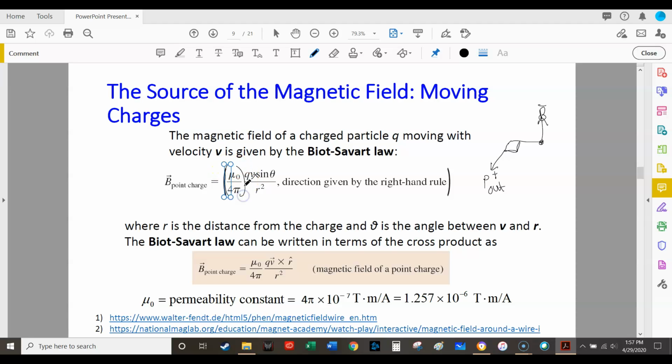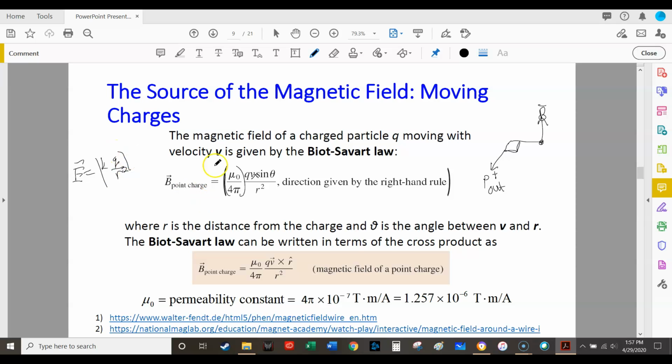So we'll talk about what mu naught over 4 pi is in a second. But the particle, the direction of the particle, the velocity of the particle, sine of theta is going to account for that 90-degree angle here. Now, if you've noticed, the electric field of a particle is just going to be kq over r squared, right? So that's the electric field of a particle.